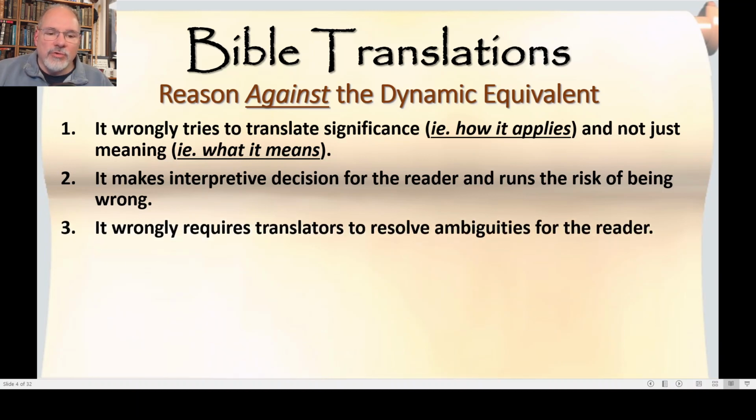It wrongly requires translators to resolve ambiguities for the readers. Now this is part of the problem of paraphrases, is they want to make it so that every single verse is easily understandable and means something. But the problem is there are verses that are ambiguous. They're ambiguous because obviously God wanted them to be ambiguous. The Holy Spirit, when he was moving the writers to write, wanted them to write what they said. And if it's ambiguous, he wants it like that. And we maybe have to dig out as to why, or it needs to remain a question.